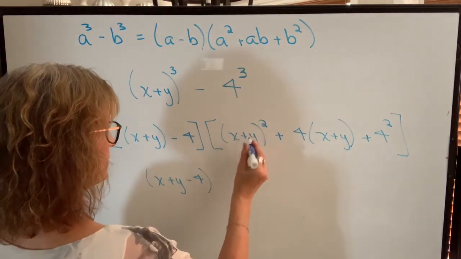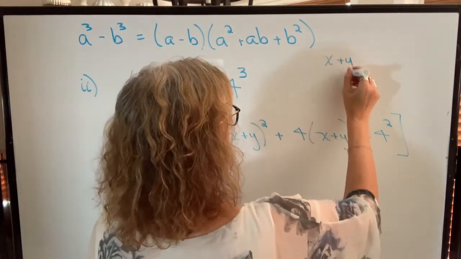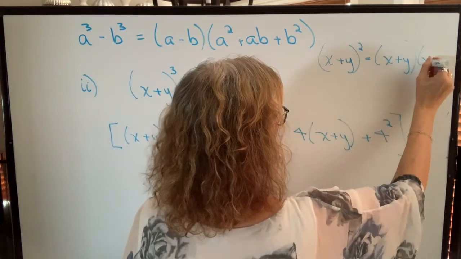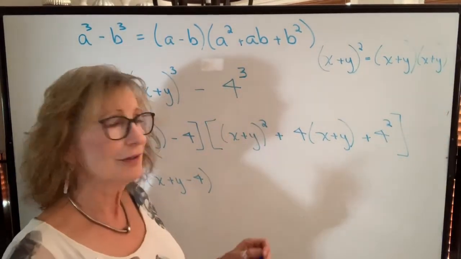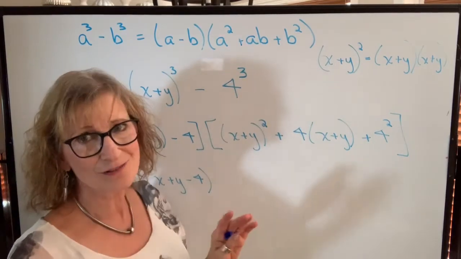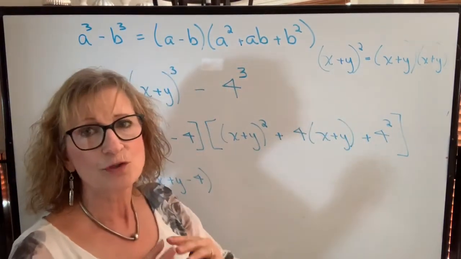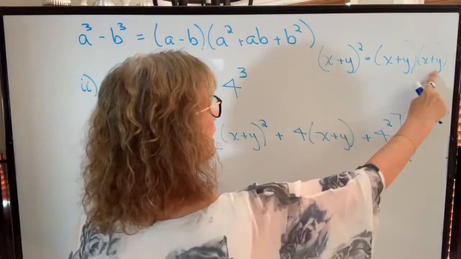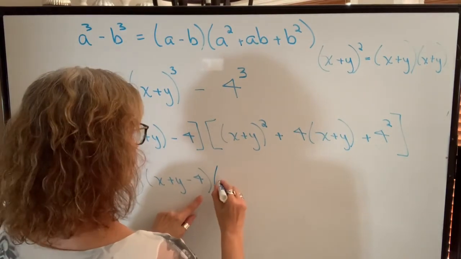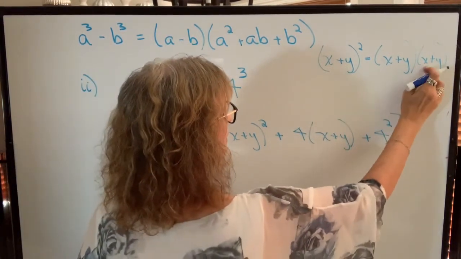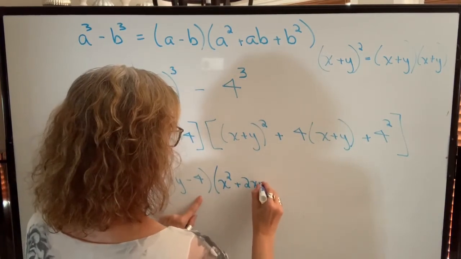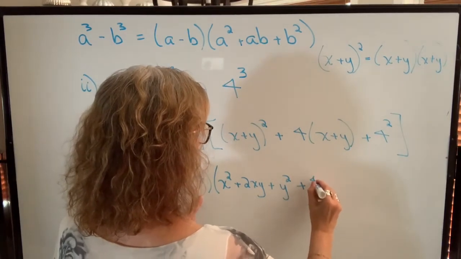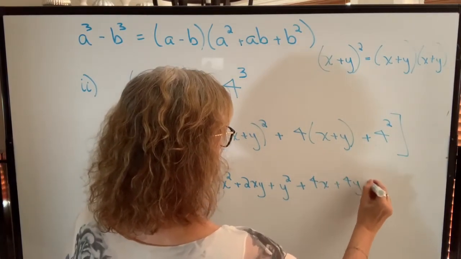So when I square this, x plus y squared, that's like x plus y times x plus y. Because remember, you can't just square each term. That doesn't work. We're squaring the whole expression, which means we're multiplying every term in the one binomial to every term in the other binomial. So when I expand that, I will get x squared plus 2xy plus y squared plus 4x plus 4y plus 16.